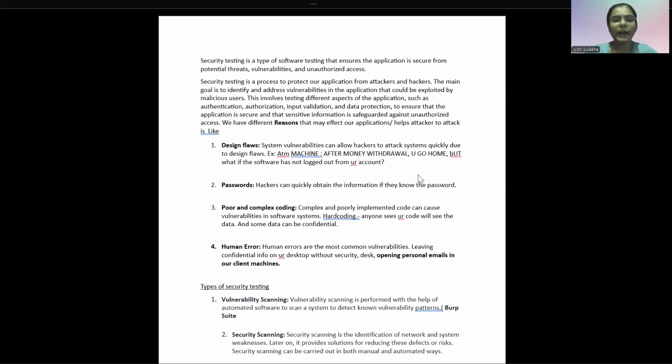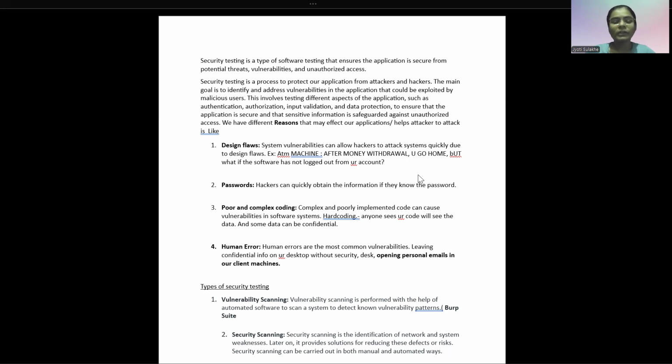The main goal is to identify and address vulnerabilities in the application that could be exploited by malicious users. This involves testing different aspects of the application, such as authentication, authorization, input validation, and data protection, to ensure that the application is secure and sensitive information is safeguarded against unauthorized access. Basically, security testing is a process to protect our application from hackers, and while doing security testing, we check whether our application is secure or not.